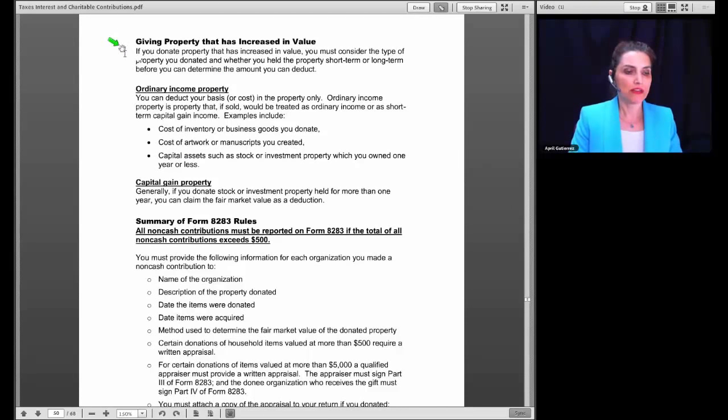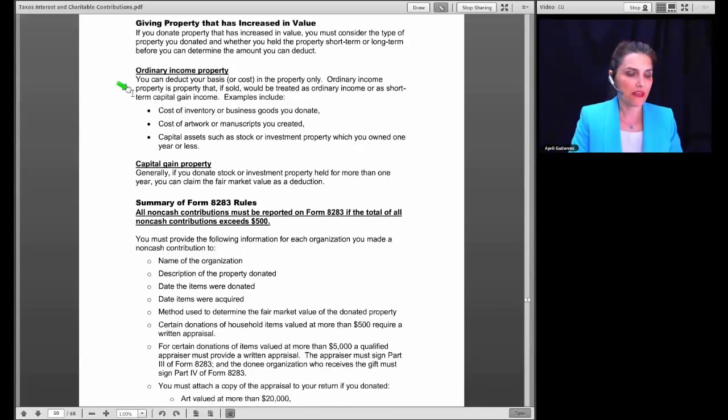So, giving property that has increased in value. If you donate property that has increased in value, you must consider the type of property you donated and whether you held the property short-term or long-term before you can determine the amount that you are allowed to deduct. And this is actually one of the areas where people taking exams, IRS exams or state exams, testing their knowledge of the limits on charitable contributions, can get stumped. So this is actually kind of an important part of the course, especially if you are studying for an exam.